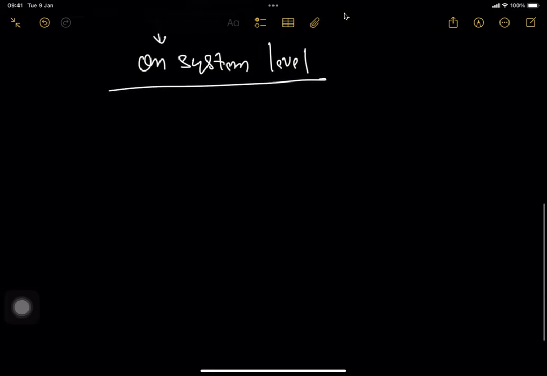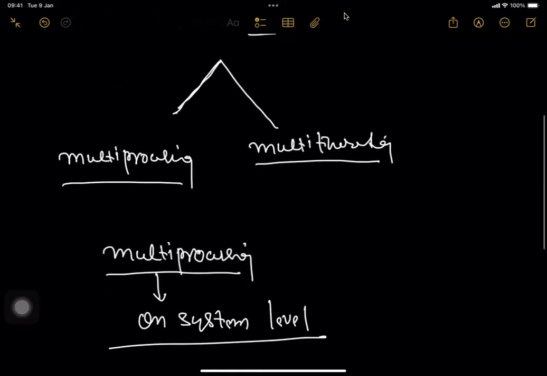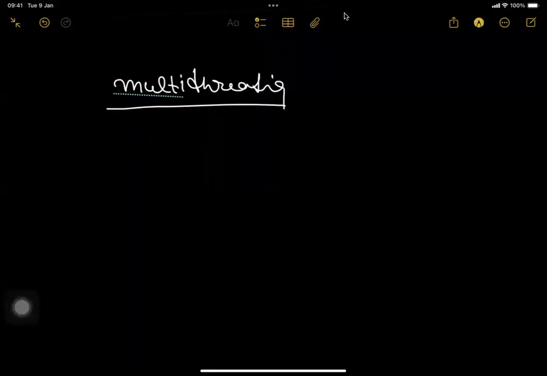Now we'll see multi-threading, which is the topic that we are going to explore. Multi-threading basically means executing more than one thread simultaneously. If anyone asks you the definition of multi-threading, you just have to say this. What is a thread and all that, we'll learn.